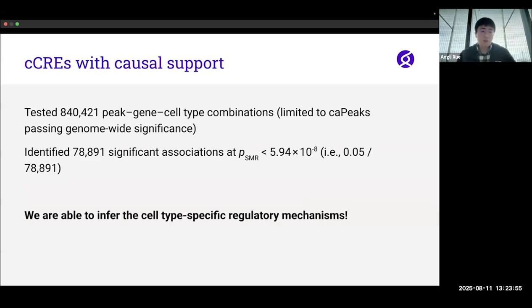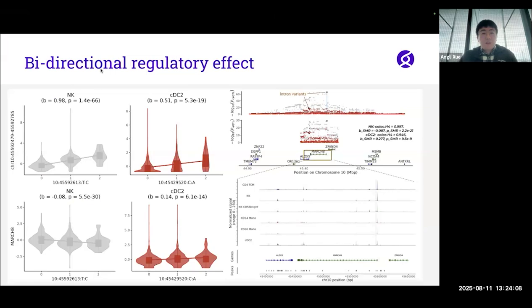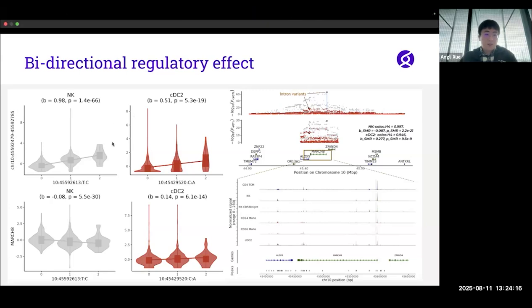So now we are able to infer the cell type specific regulatory mechanism because we run this causal inference in different cell types. And what can we learn from these scenarios? This figure indicates caQTL and eQTL colocalization and causal inference results. And we can start by looking at the first layer.